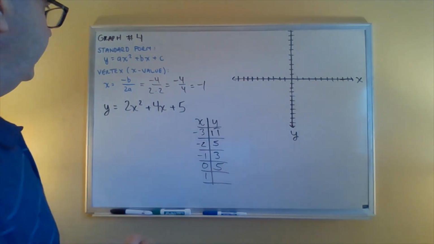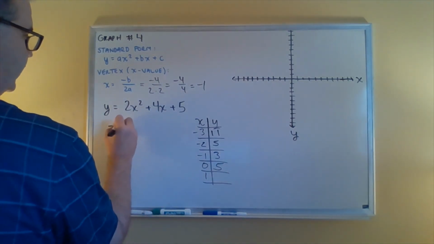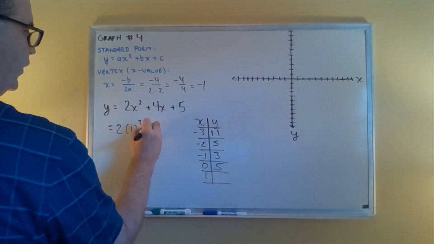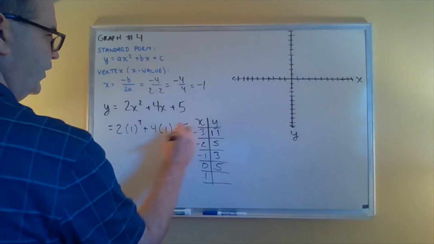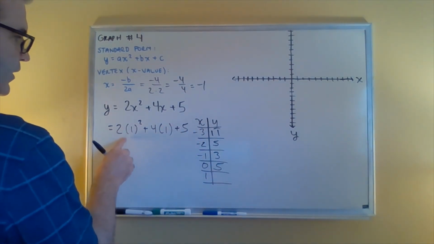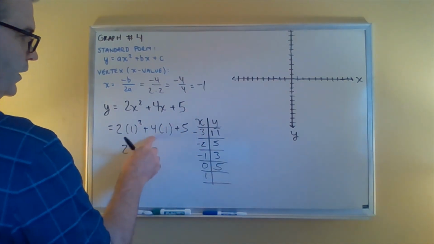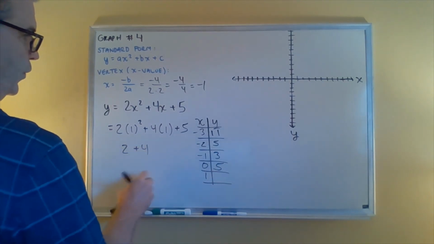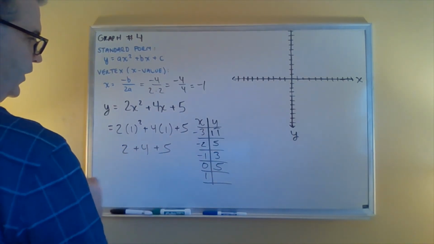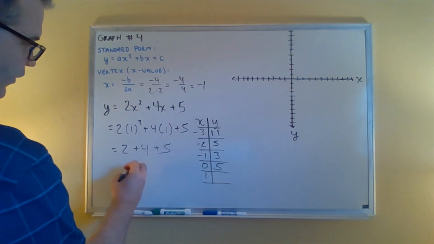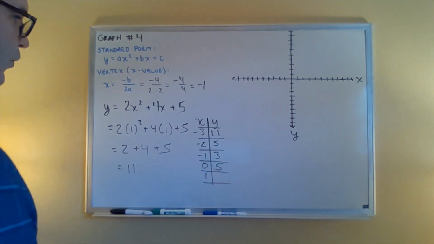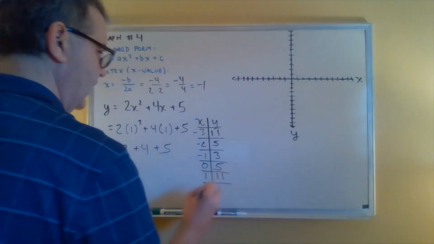Finally, I'm going to plug in 1 for x. So I'm going to get 2 times 1 squared plus 4 times 1 plus 5. Well, 1 squared is 1. 2 times 1 is 2. 4 times 1 is 4. And then I'm going to add my constant of 5 at the end. So 2 plus 4 is 6. 6 plus 5 is 11. So when x is 1, y is 11.